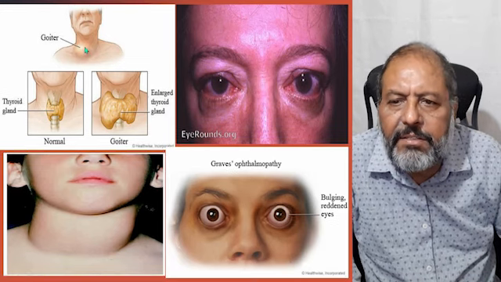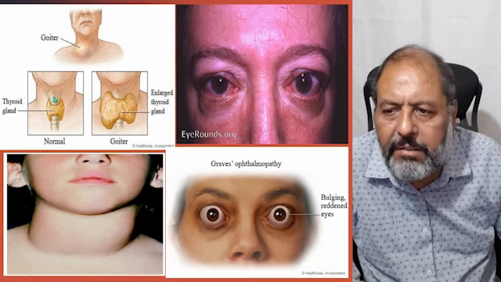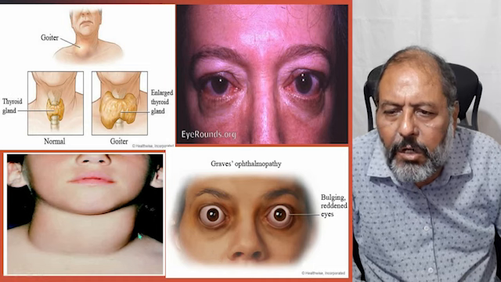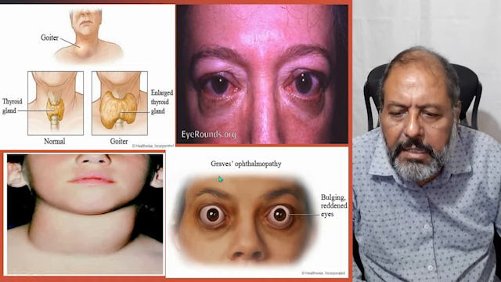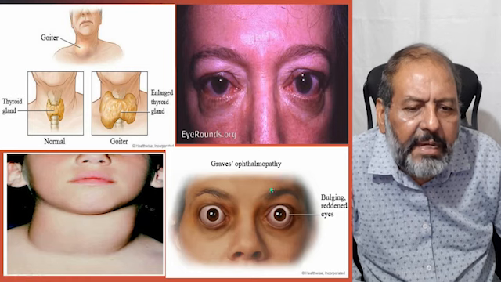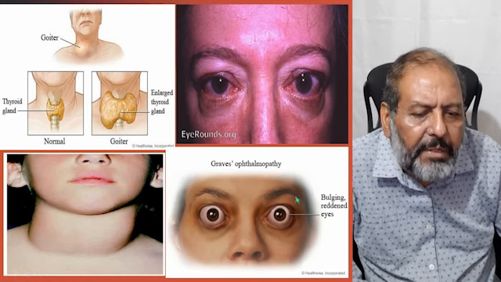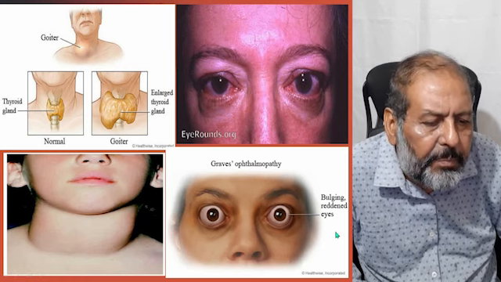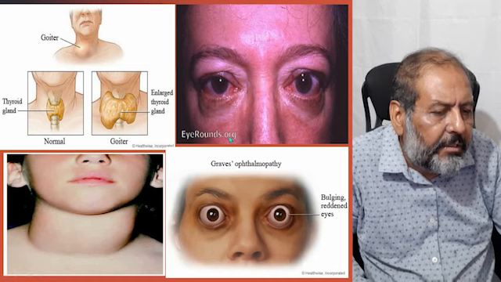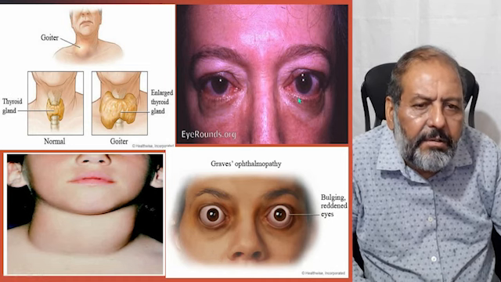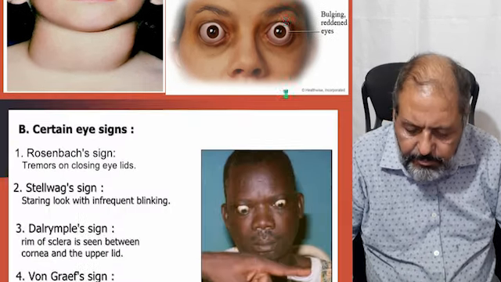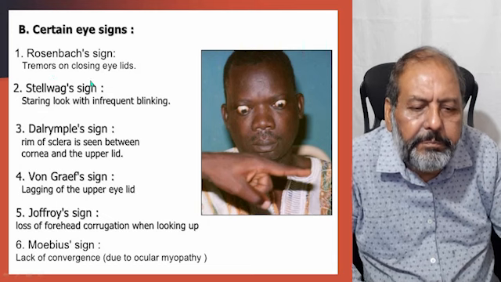And here one can see the enlarged thyroid, the goiter, and the normal thyroid and the goiter. Here one can see also the Graves' ophthalmopathy. There are bulging and reddened eyes, as one can note, the prominent and bulging eyes.